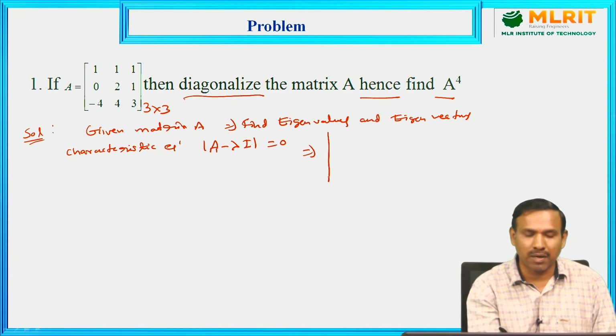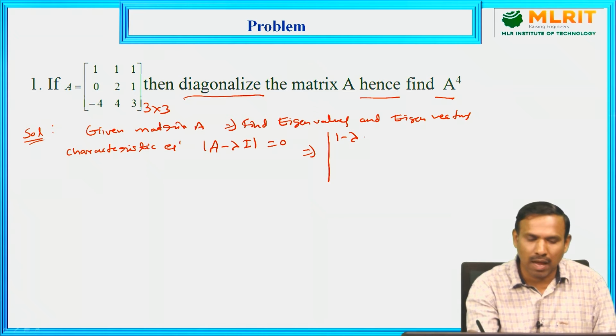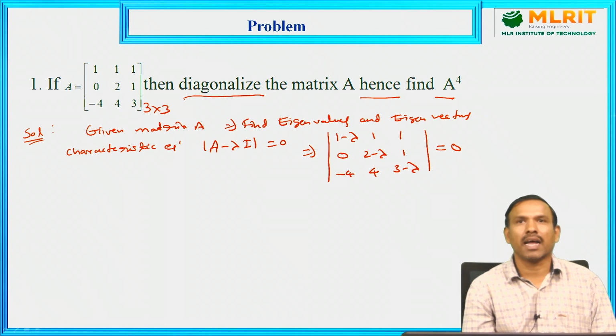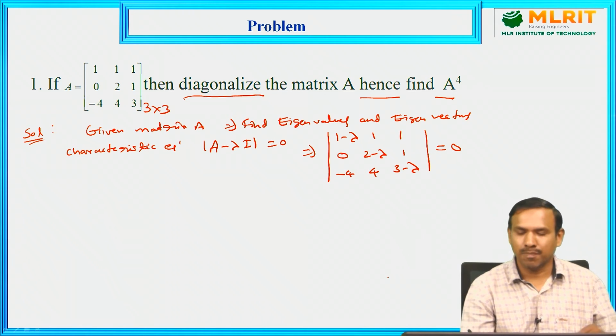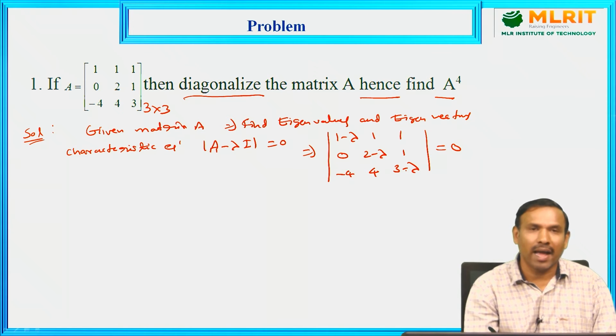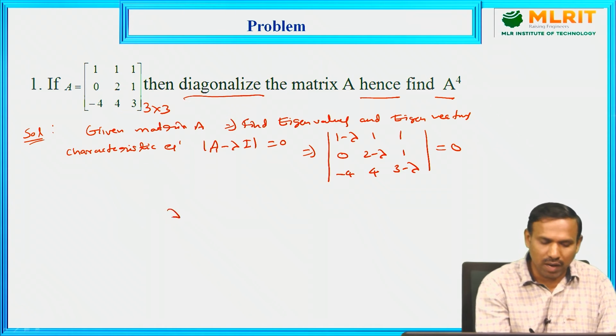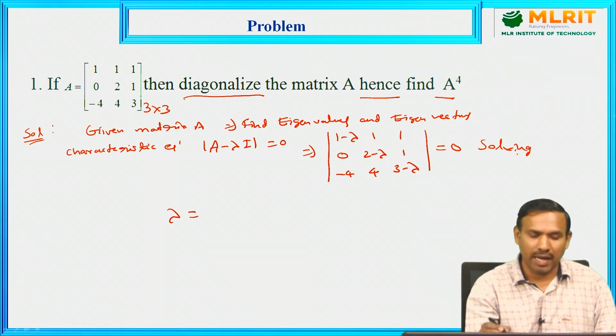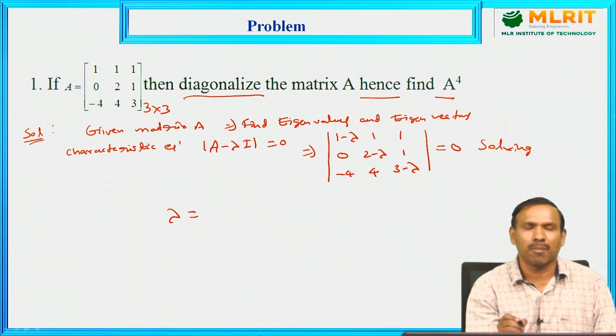Here we should subtract lambda from the diagonal. 1 minus lambda, 1, 1; 0, 2 minus lambda, 1; minus 4, 4, 3 minus lambda. It is called the characteristic equation. We know very well how to find the eigenvalues and eigenvectors of the matrix. So by solving this determinant equal to 0, we get the eigenvalues. So here I am writing what the eigenvalues are. Here again I am not going through the complete procedure, directly I am giving the eigenvalues of this matrix, because in the previous lectures we have clearly done how to find eigenvalues and eigenvectors.